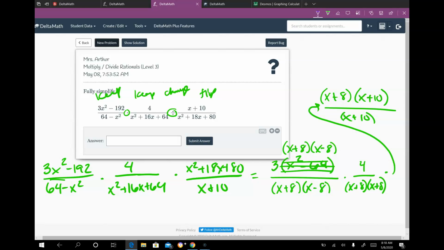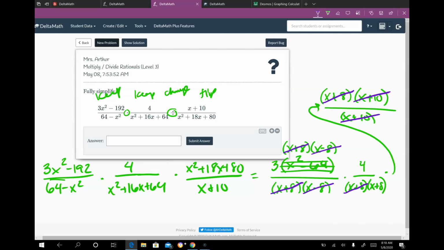Alright, and just remember this is a top still and this is a bottom. So there's an x plus 8 on top and x plus 8 on bottom. X minus 8, x minus 8. Now remember this is a top, so there's an x plus 8, another x plus 8, x plus 10, x plus 10. So the only thing left, let's see, did I do that right? Oh, this is an x plus, let's see, 1, 2, yeah.